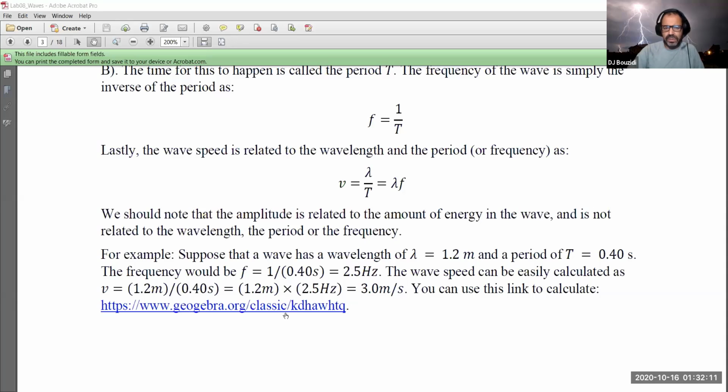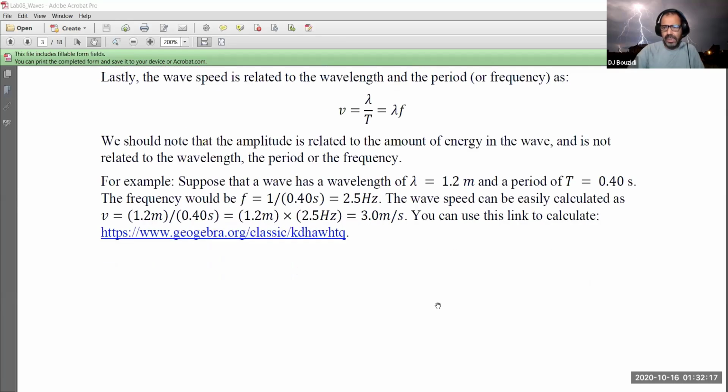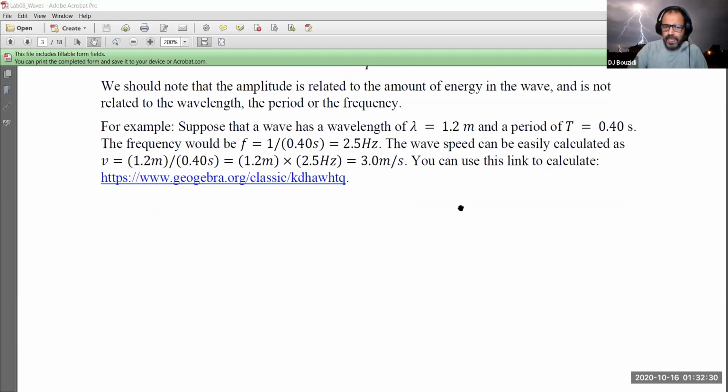Now, there is a calculator. You can click on it. This is a GeoGebra. You can enter whatever values were given to you, and it should do the calculation for you, if you don't have time to do these calculations yourself.